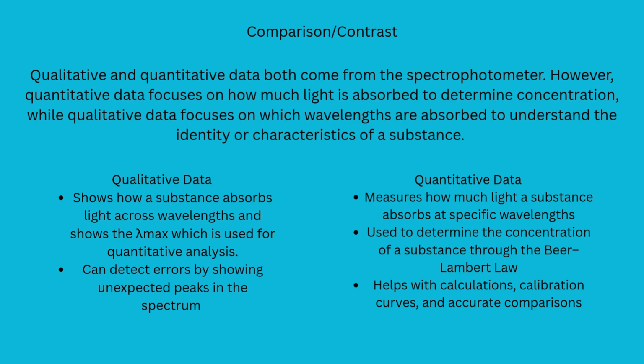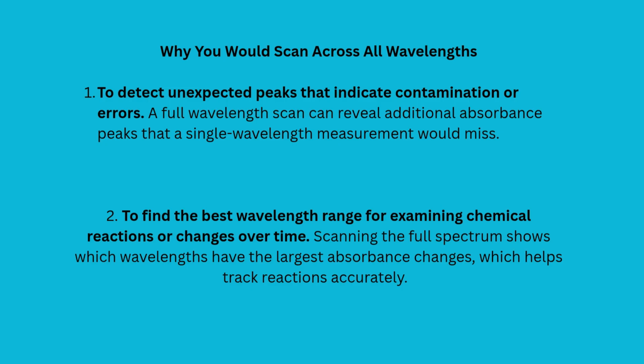Quantitative data focuses on how much light is being absorbed to determine concentration, while qualitative data focuses on which wavelengths are absorbed to understand the identity or characteristics of a substance. The reasons why you would scan across all wavelengths is to detect unexpected peaks that indicate contamination or errors, or to find the best wavelength range for examining chemical reactions or changes over time.